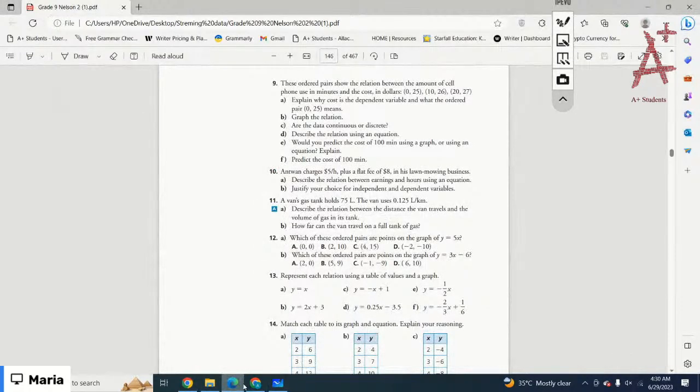Okay, Antavan charges $5 per hour plus a flat fee of $8 in his lawn mowing business. Describe the relationship between earnings and hours using an equation. Justify your choice for independent variables. Okay, so it would be $5 and $8.